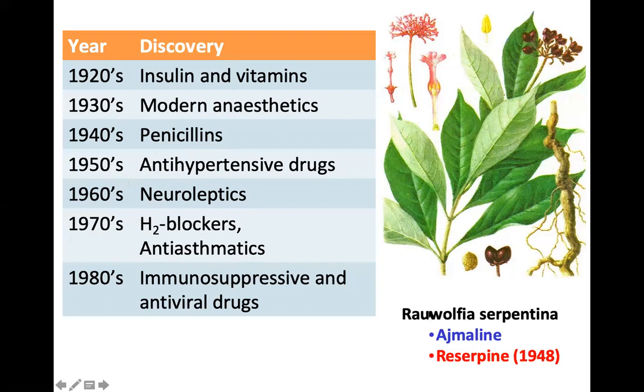And one very important plant is Rauwolfia serpentina. From this, two important alkaloids were derived. One was ajmaline, which was used for cardiac disease conditions, and the other was reserpine. Reserpine was a very important breakthrough for the treatment of hypertension. Reserpine is an anti-adrenergic drug, and it was being used for the treatment of hypertension.